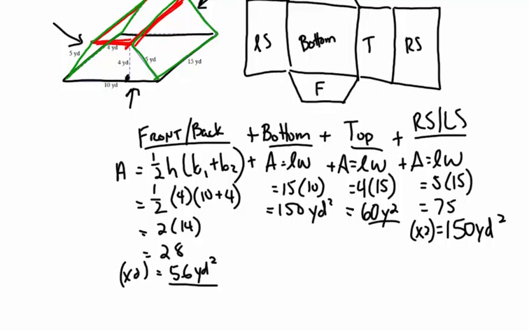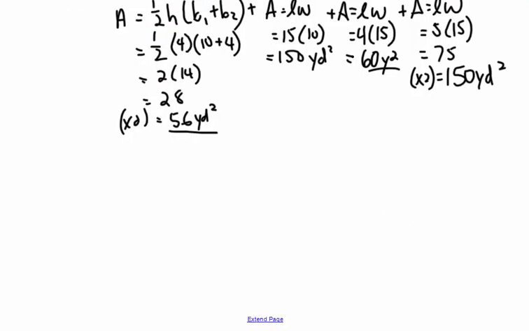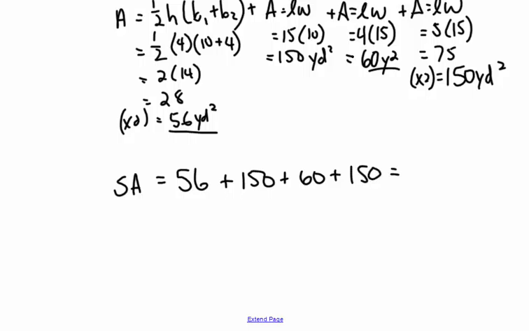So my total surface area then would be all these pieces added together, 56 plus 150 plus 60 plus 150. And if I were to add all those together, I would get 416 yards squared total.